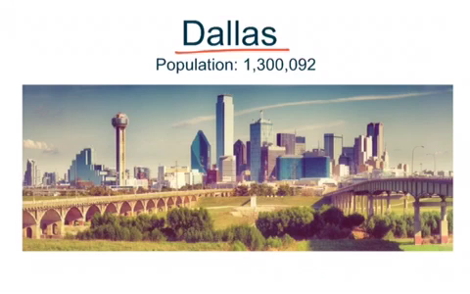The first metropolitan area we're going to talk about is Dallas. The population of Dallas is 1,300,092 people. As you can see here, here's a picture of downtown Dallas from a different view. Now, if you were to add the metropolitan areas around Dallas, the population would be a lot greater than this.